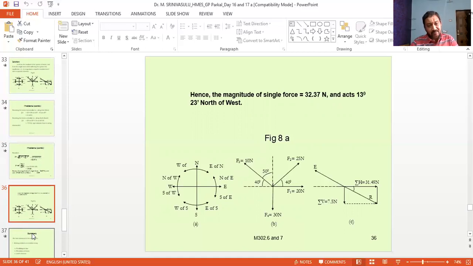In the present problem, we are supposed to find the equilibrant. Therefore, first we found the resultant, and the magnitude is the same, only the direction differs. So we have constructed this figure, and here the equilibrant is acting in the second quadrant, making an angle of 13 degrees 23 minutes, north of west. So this is the equilibrant force and this is the answer.